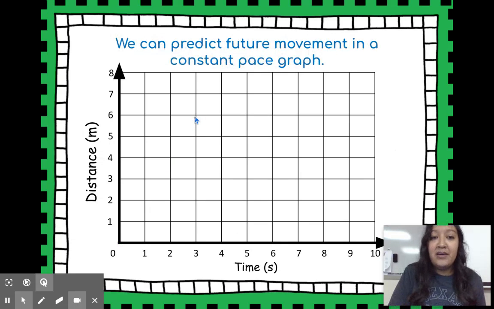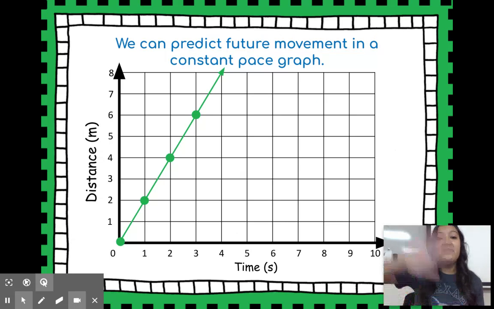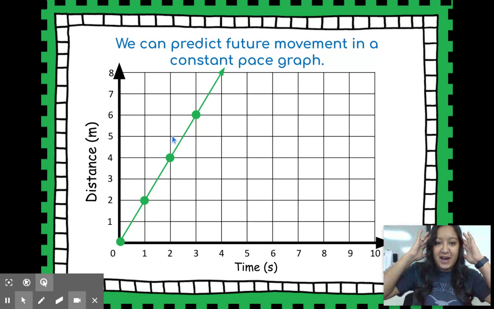So the cool thing about a constant pace graph is that we could predict future movement. Since it's going at 2 meters per second every time, if I were to ask you at 4 seconds, where would the dog be distance-wise? What about 5 seconds? So that's the cool thing about a constant pace graph. You can kind of do the math and figure it out. So I'm going to stop right here so you can get that in your mind, and we'll begin with the next graph tomorrow.